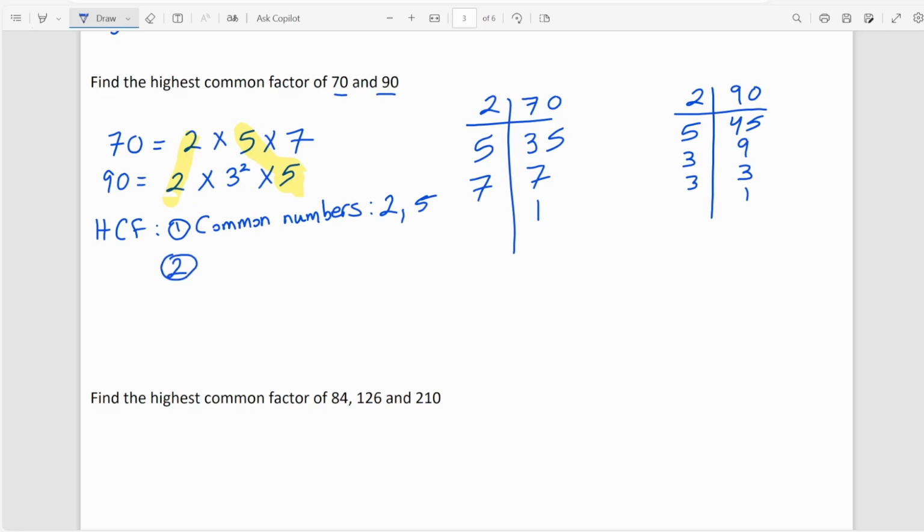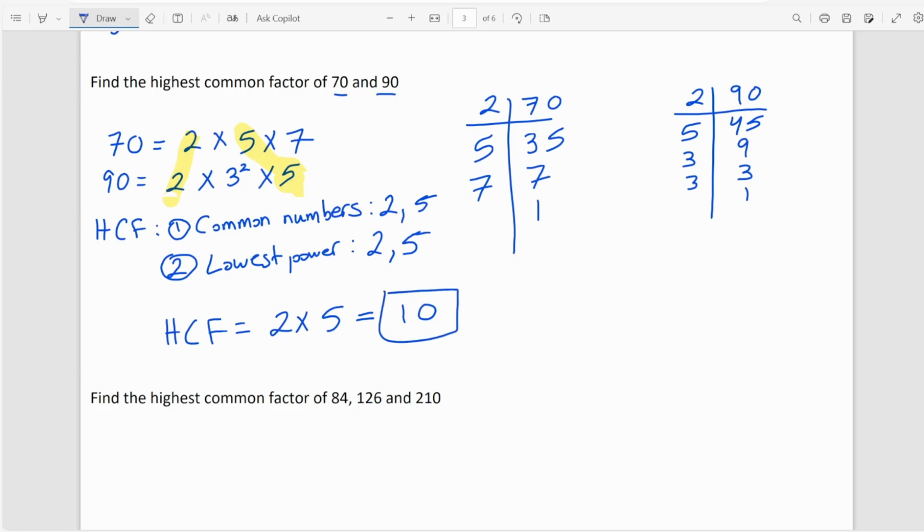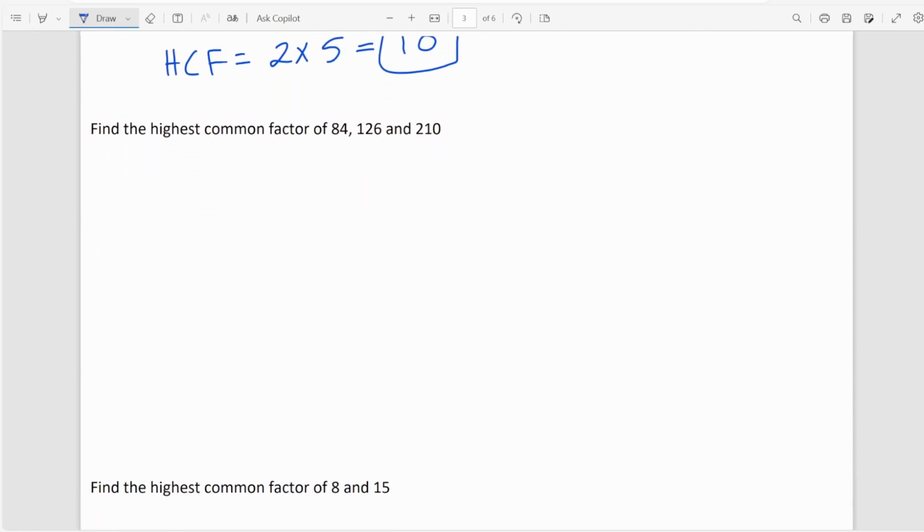Now, secondly, lowest power. Lowest power for the 2 and lowest power for the 5. If you take a look here, the 2 is only to the power of 1 and the 5 as well. So it just remains as 2 and 5, right? But if there were different powers, you should select the lowest one, okay? So what's the HCF? It's 2 times 5, which is 10. And this right here is the highest common factor.